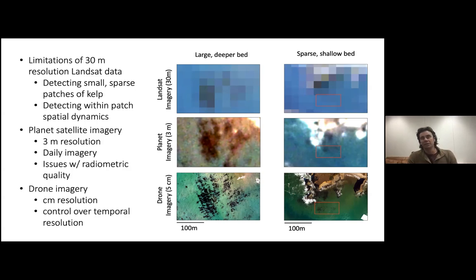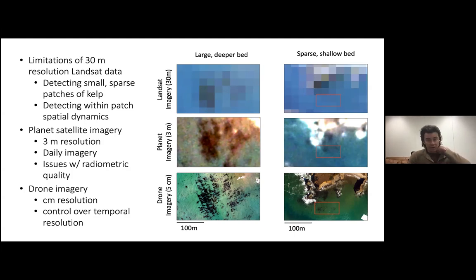And then there's the limited ability to examine intra-patch dynamics. And so as part of this research, we want to look at the role of connectivity on demographics on scales of tens to hundreds of meters and Landsat's not gonna cut it for that. And so I want to present two higher resolution kelp canopy data sets that we've created. One is using Planet satellite imagery. This is 3 meter resolution, so an order of magnitude better.